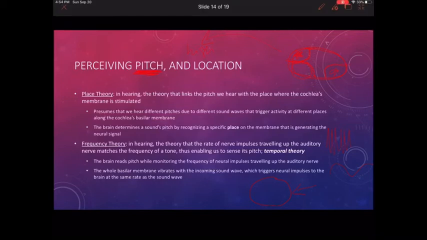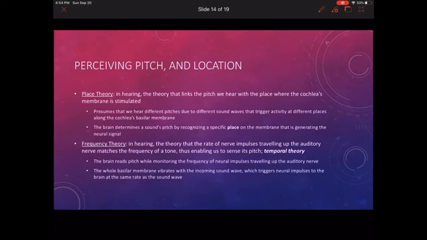And so we don't really know which, if either, of these is correct, but the idea is that place theory says a specific place on the basilar membrane is stimulated by sound, and that determines our understanding of pitch. Versus frequency theory says, no, the sound itself causes the whole basilar membrane to vibrate at some kind of frequency, and whatever that vibrational frequency is will determine how we hear pitch.